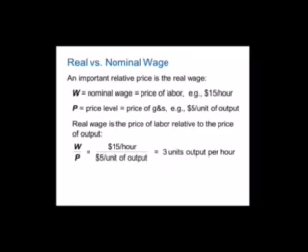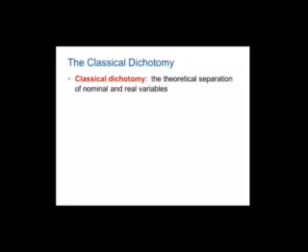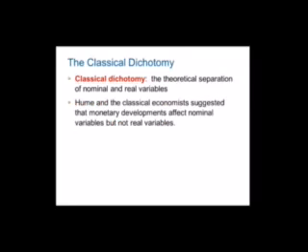So instead of saying, if I work 1 extra hour, I'll get $15 extra, you just say I will get 3 extra units of burgers. Now, here's the classical dichotomy, which tells us the difference between real and nominal variables. It says that Hume and other classical economists believed that when you increase the supply of money, it affects nominal variables, but it doesn't affect real variables.